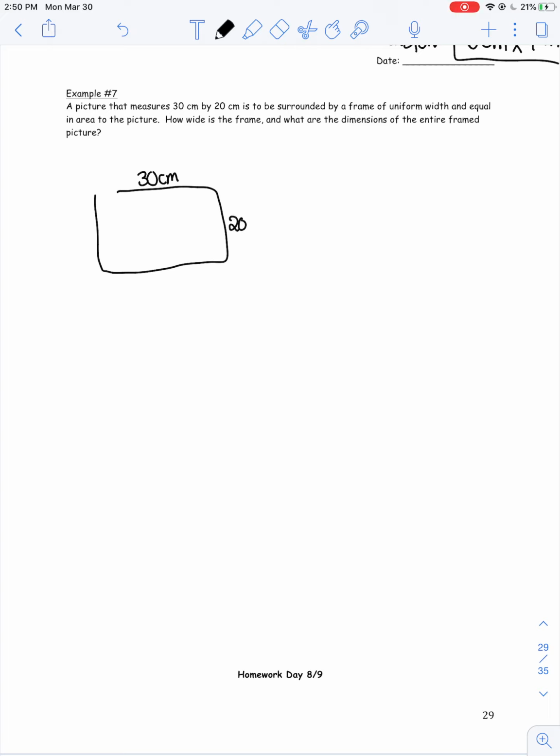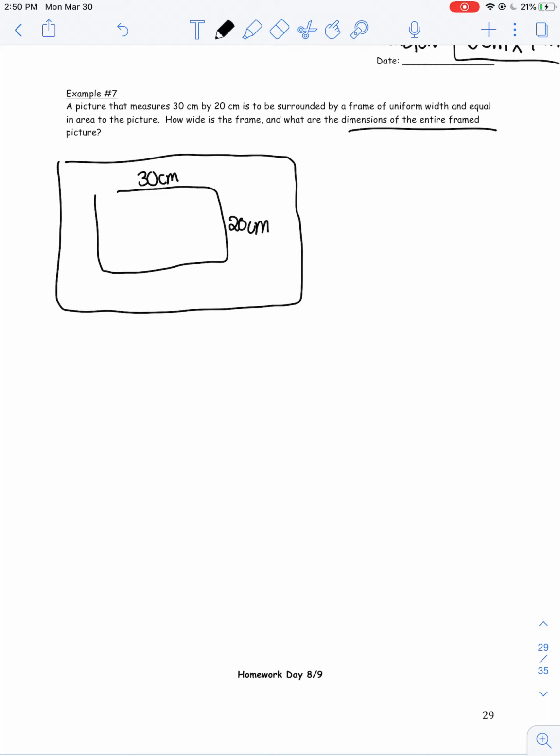Example number 7 is similar. They're giving you a picture that is 30 centimeters by 20 centimeters. And what you're trying to do is go outwards. They're giving you a frame, but they're not telling you what the dimensions of the frame are. And that's what you need to find out: the dimensions of the entire framed picture and how wide the frame is, which is x. So there's going to be this frame that goes around the entire picture equally.